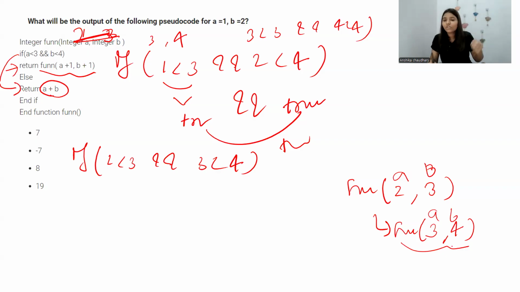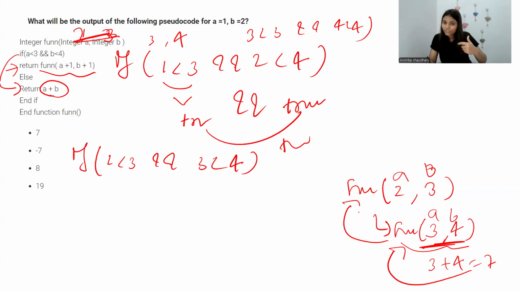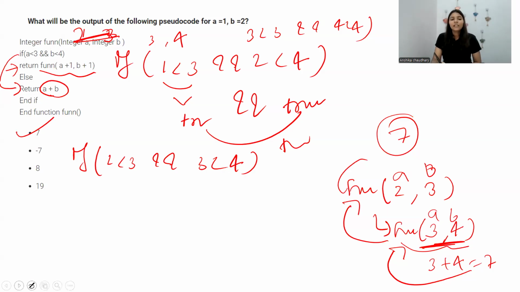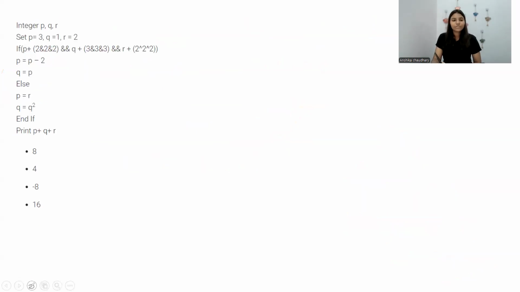So the latest function call was for this function and the values of a and b were 3 and 4, so it will become 7. So this 7 will be stored to this function call, and this function call was the child call of this function. So it will return the 7 to this, and this 7 will be printed on our screen. I hope it is clear to you. Let's move on to the next question.